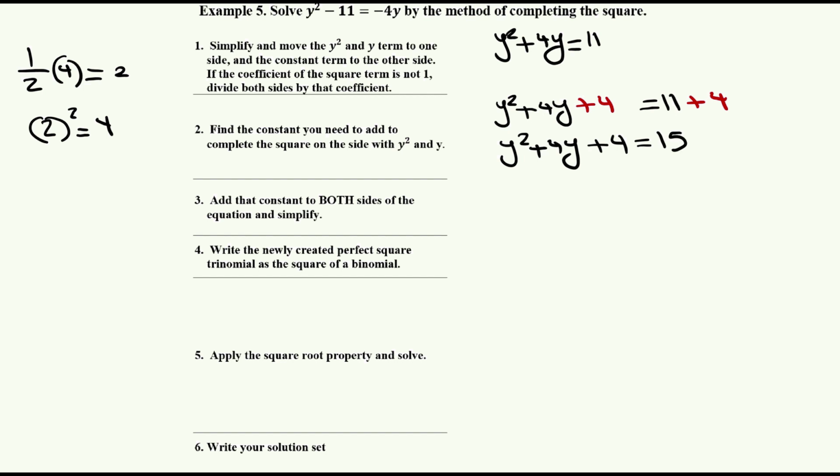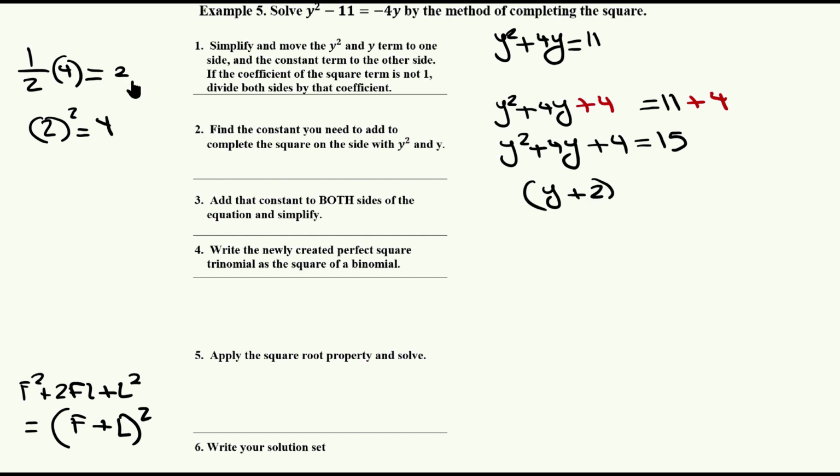So now we will take this perfect square trinomial that we've created, and using the fact that f squared plus 2fl plus l squared equals quantity f plus l squared, go ahead and rewrite it as the square of y plus 2. And remember that the first step of the completing the square process always gives us the constant that's going to go in here. So y plus 2 squared equals 15. Now that's ready for the application of the square root property.